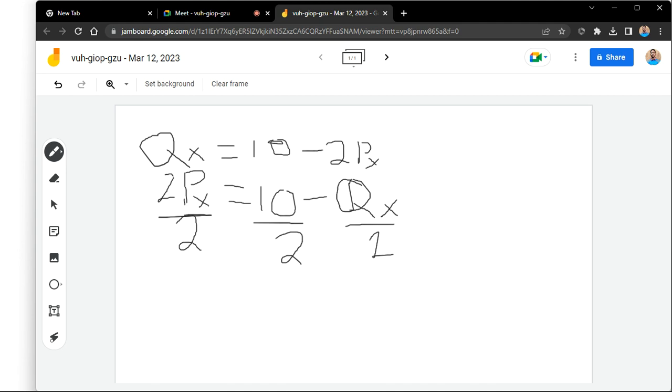Next step is, here on the left hand side, on top I have 2px, below I have a 2. So this 2 and that 2 can go. I'll cancel that 2. I'll also cancel this 2. Meaning that on the left hand side, I'm only left with the px. So px is equal to 2 into 10, 5 times. So I have my 5 here. I maintain my negative sign, minus.